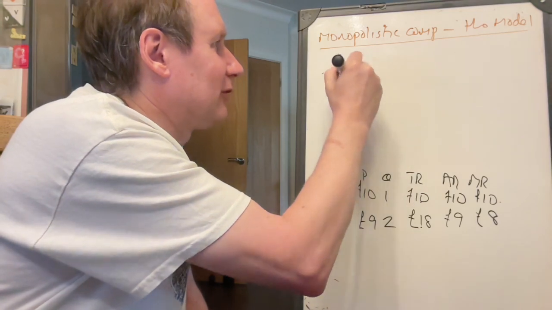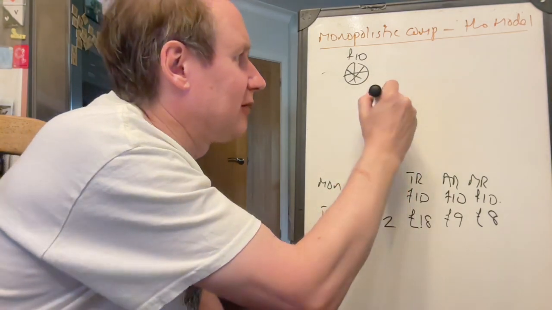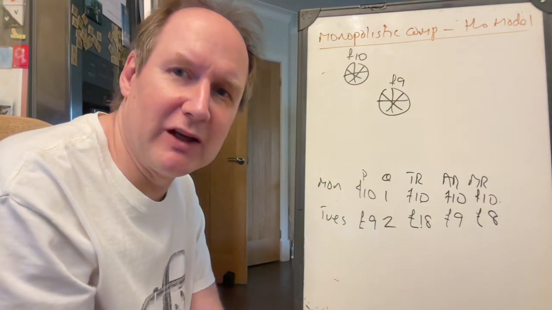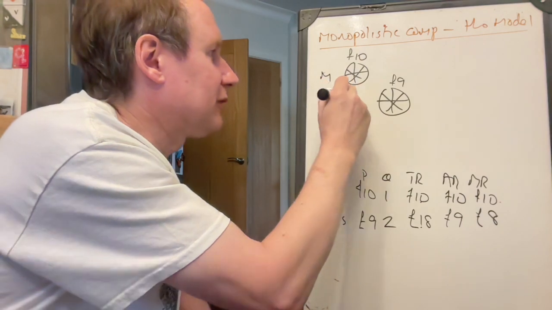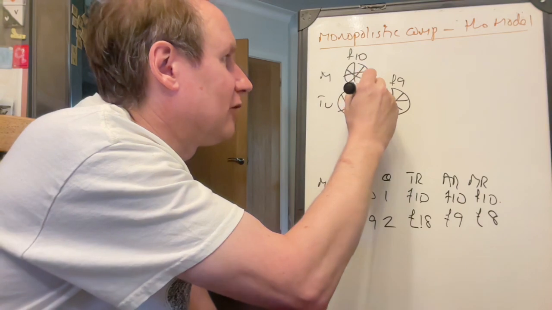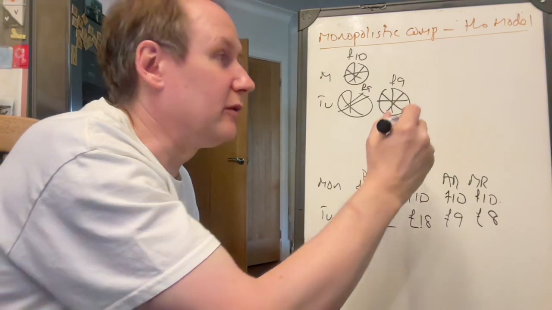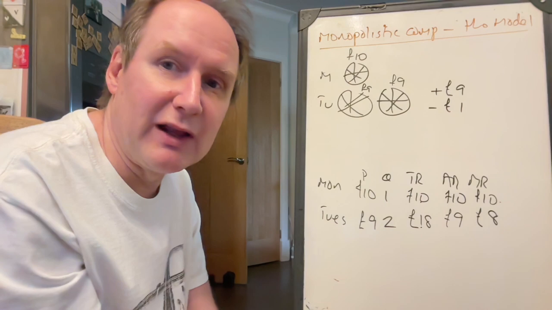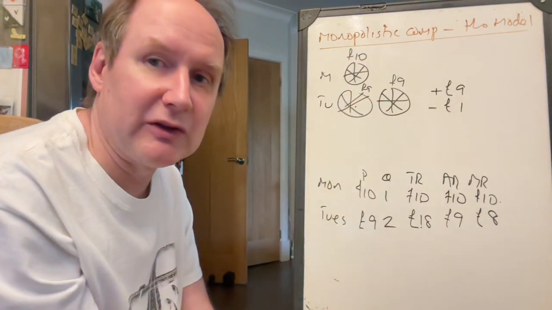Where is the missing pound? Yesterday I sold a pizza for £10. Today I sell another pizza for £9. Why is my marginal revenue only £8? And the answer is that the first pizza also is only sold for £9. So the firm's marginal revenue is it gets plus £9 from the second pizza, but it loses £1 relative to Monday from the first pizza. It used to sell that pizza at 10, now it sells it at 9.